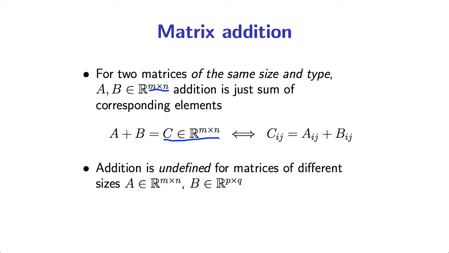Now it's important that because of this definition, addition is undefined when A and B are different sizes. So if A was m by n and B was some other size, p by q, we could not write A plus B. We can't do that.